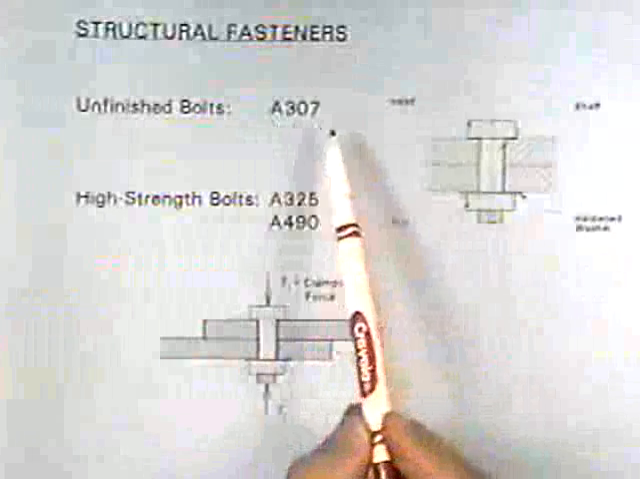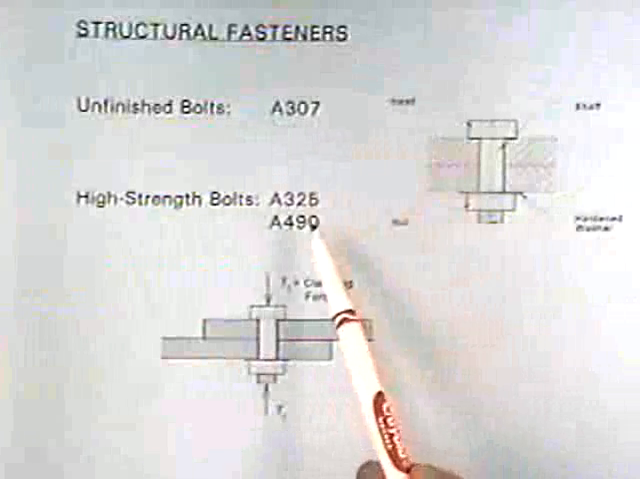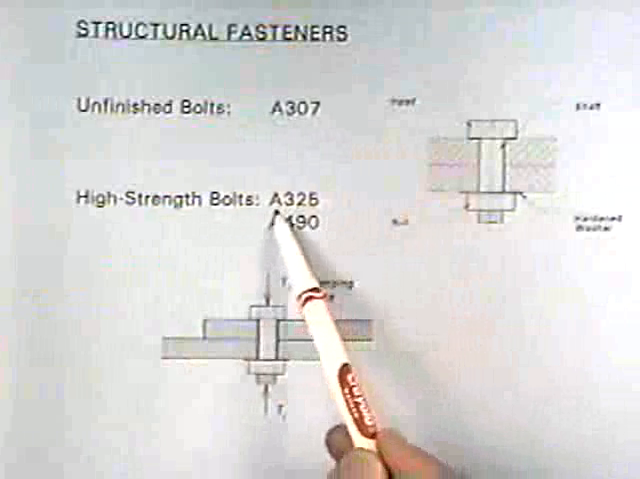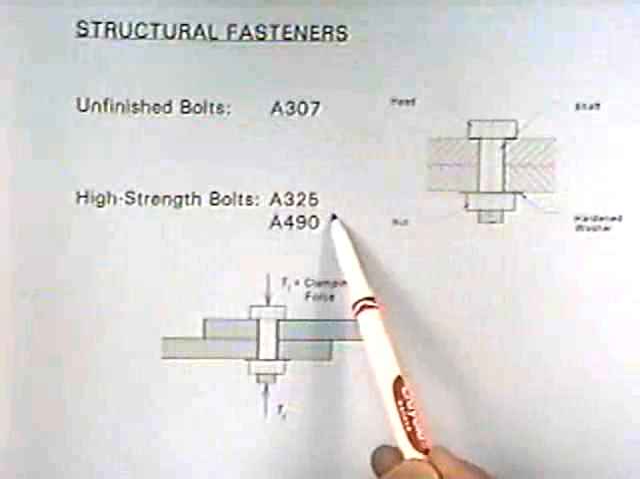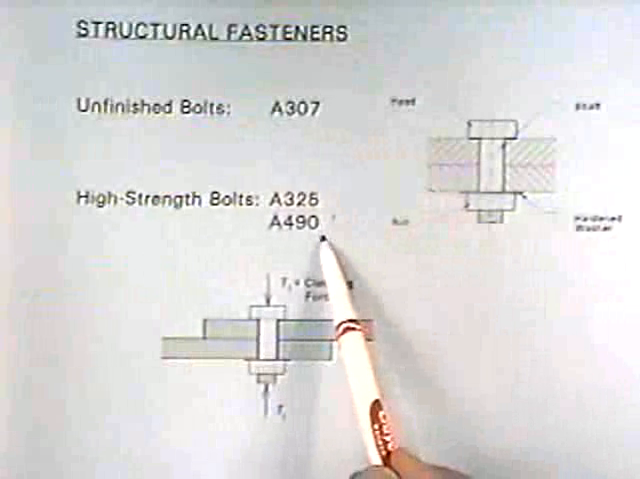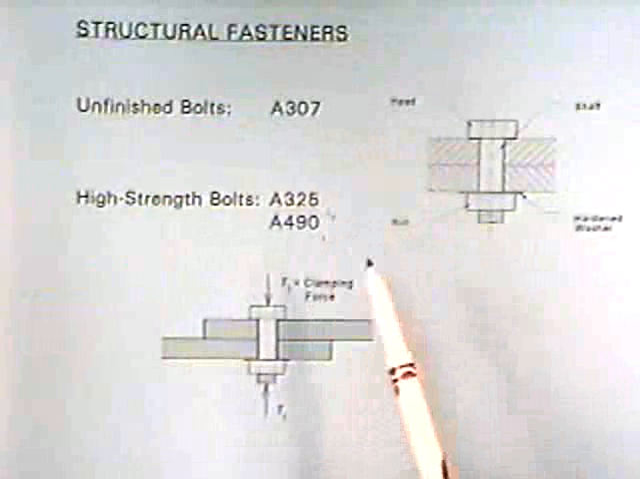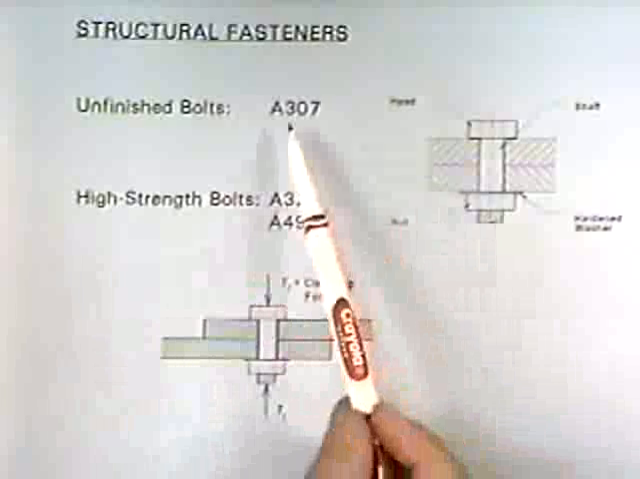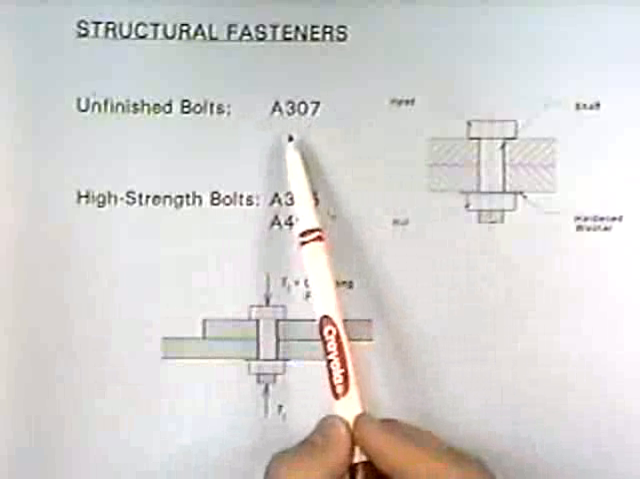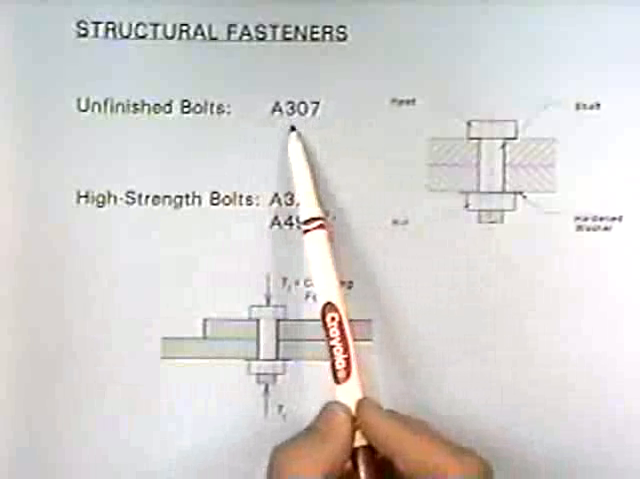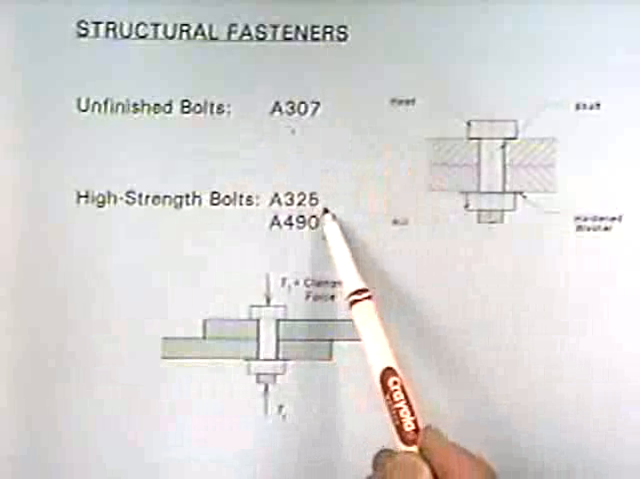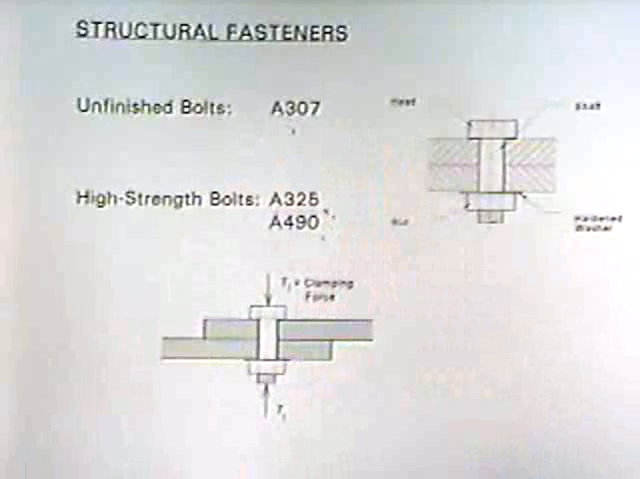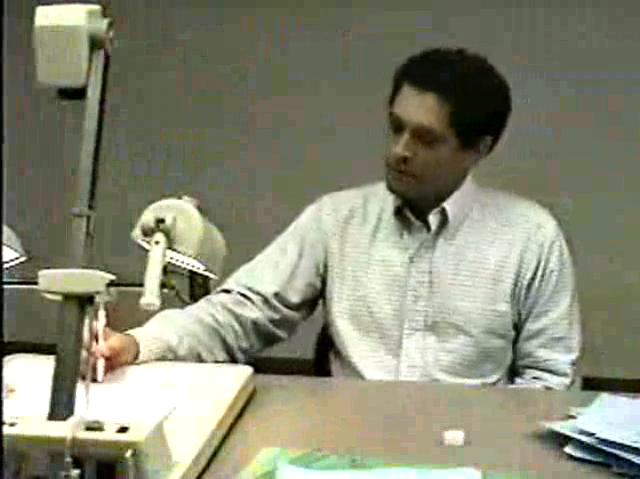One is unfinished bolts, the A307. More typical, though, are the high-strength bolts of ASTM designation A325 and A490, where the A490 has higher strength than the A325. Unfinished bolt is, again, if you went to Walmart, you probably might get that. Okay, but these are specialty bolts that have to get from a supplier. Not you, but they're not your run-of-the-mill.